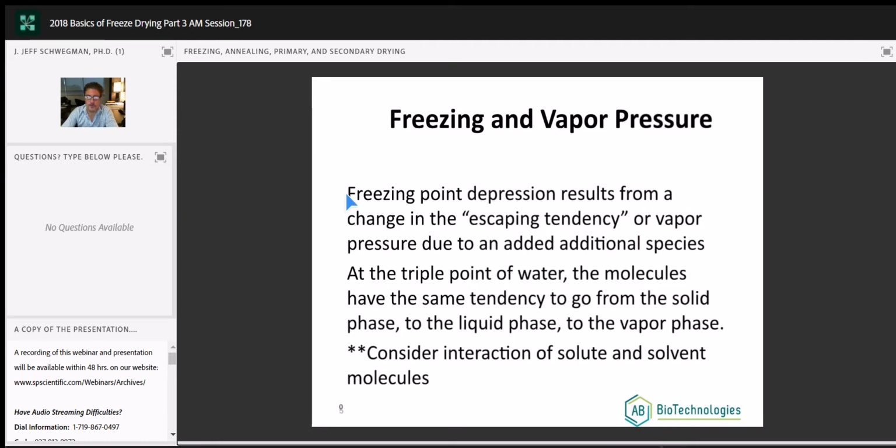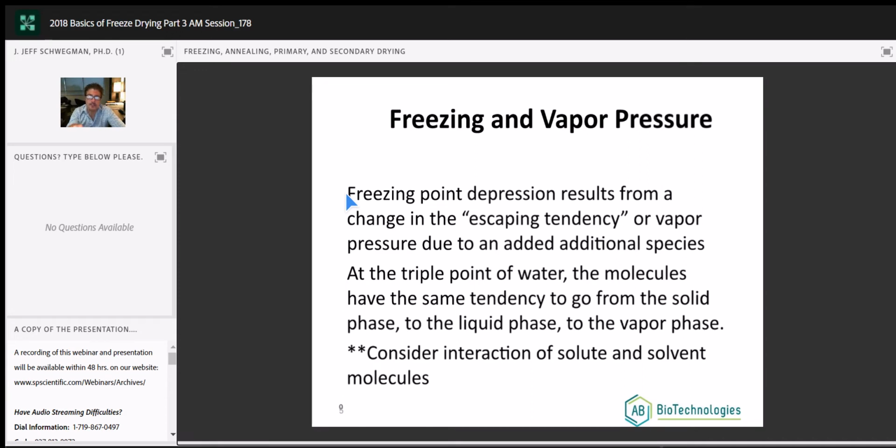So, freezing point depression results from a change in the escaping tendency. Now, what do we mean by that? Well, if we talk about escaping tendency, we've talked about vapor pressure in the last lecture. Everything has a vapor pressure. How easy is it for the molecules in a liquid to vaporize and go into the headspace? We did talk about the contrast between water and ethanol. Ethanol has a higher vapor pressure, so it's got a higher, or an easier, escaping tendency. So it's easier for those ethanol molecules to escape. It's more volatile.